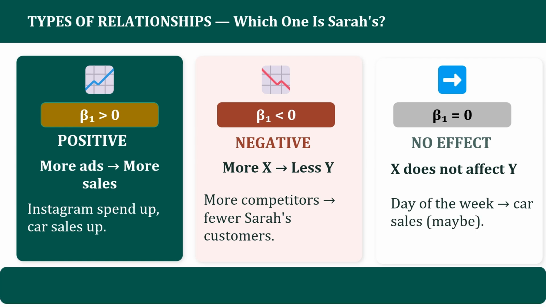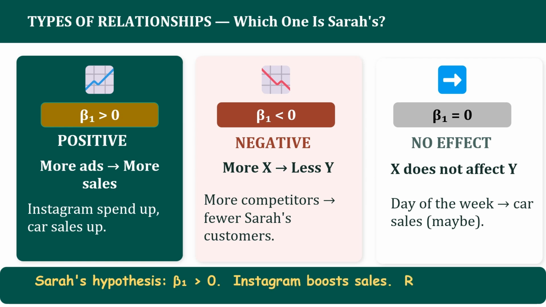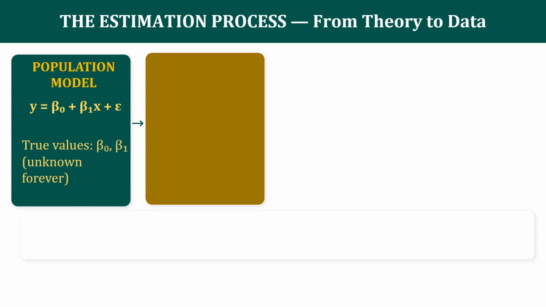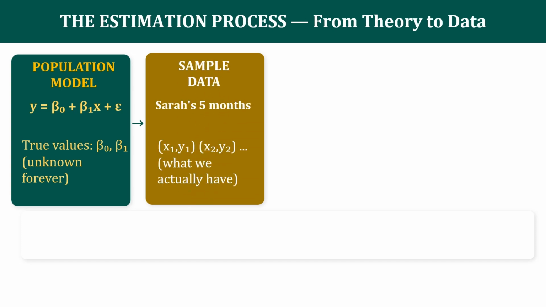Sarah's hypothesis, beta 1 is greater than 0. She thinks Instagram boosts her sales. Let's see if she's right. Here's the full journey, from theory to data. We start with the population model, y equals beta 0 plus beta 1x plus epsilon. The true values here are unknown, forever. So instead, we use sample data, Sarah's real months of numbers. That's what we actually have.